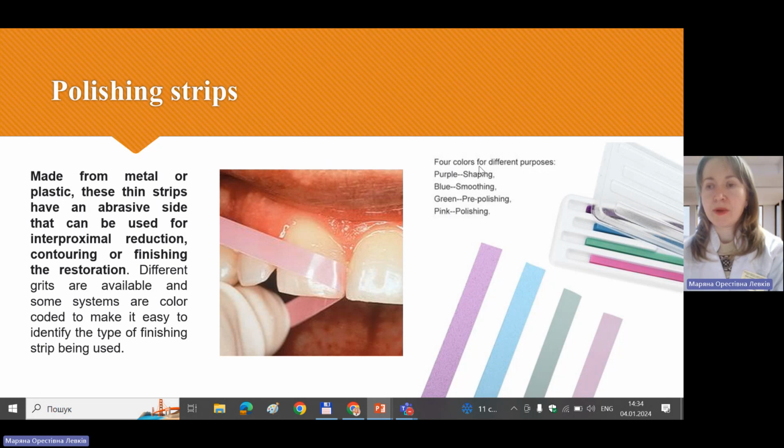Here you have the description of color coding. The available colors indicate the grit, the size of the grit. Purple for shaping, blue for smoothing, green for pre-polishing, pink for polishing of restoration.